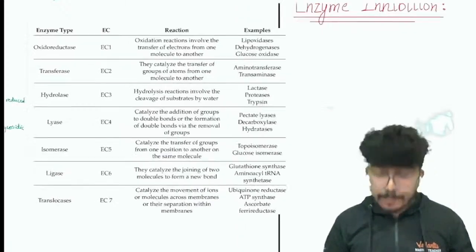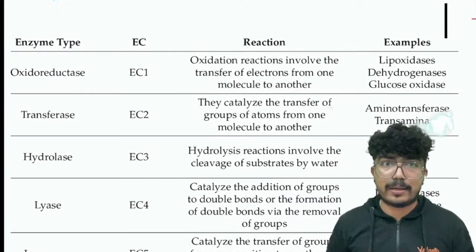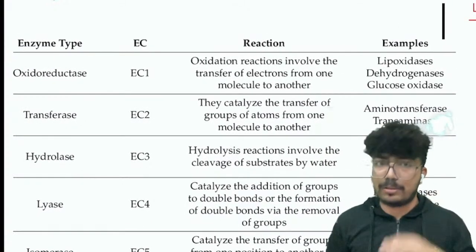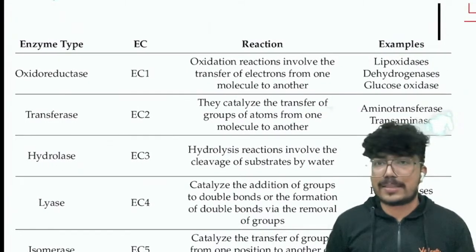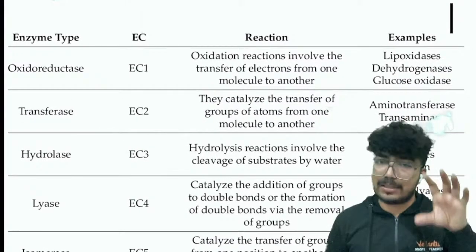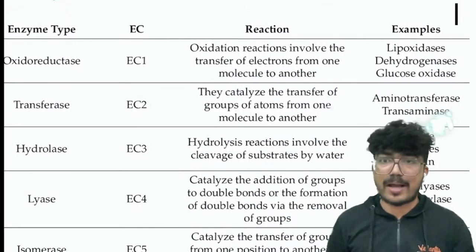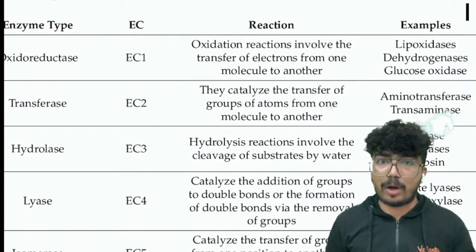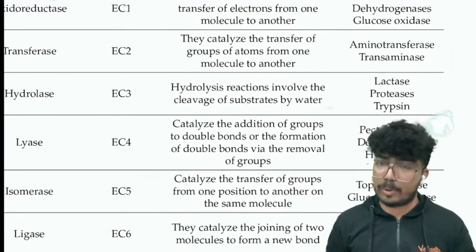Okay, so let's say the first category we can talk about is the oxidoreductases. If you can read, EC1, oxidation reaction involves the transfer of electrons from one molecule to another. So oxidoreductases basically carry out oxidation-reduction reactions. Examples: lipoxidases, dehydrogenases, glucose oxidase, right? Then we have the transferases. They catalyze the transfer of a group of atoms from one molecule to another. You have aminotransferases, transaminases, then hydrolases. Hydrolysis reaction involves the cleavage of substrate by water. Examples include lactase, proteases, trypsin.